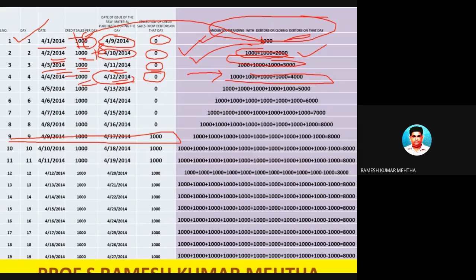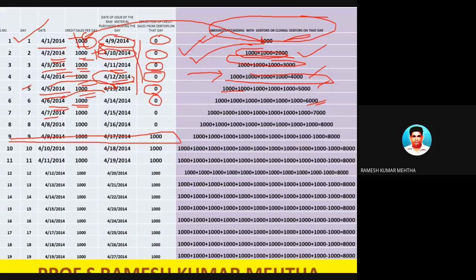Now the fifth one. On 5th April, again I am selling 1000 rupees worth of goods on credit basis. This amount will be received from the debtor on 13th April. Have I received anything from the debtors of the previous days? No. So how much is the outstanding amount now? 4000 plus another 1000, that is 5000. Now on 6th April, again I am selling goods on credit basis for 1000 rupees, the payment of which will be received on 14th April. Have I received anything of the previous days' sales? No. So now the amount of money getting stuck is 6000 rupees, 5000 plus another 1000.